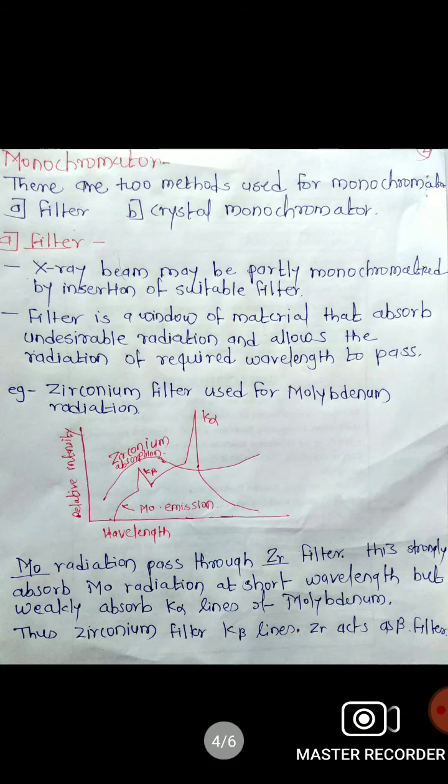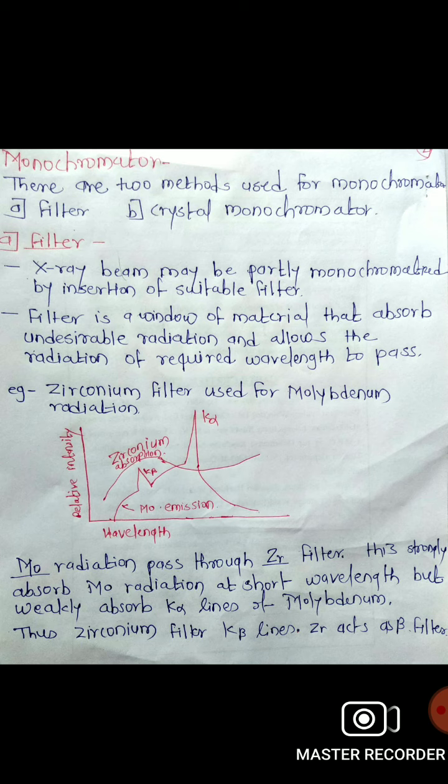Then the next component is the monochromator. There are two types of monochromator. One is the filter and the second one is the crystal monochromator. We see one by one. First one is the filter. The X-ray beam may be partly monochromated by insertion of a suitable filter.